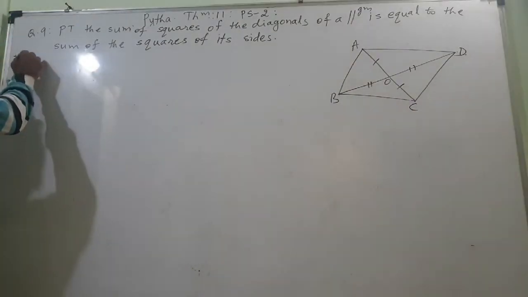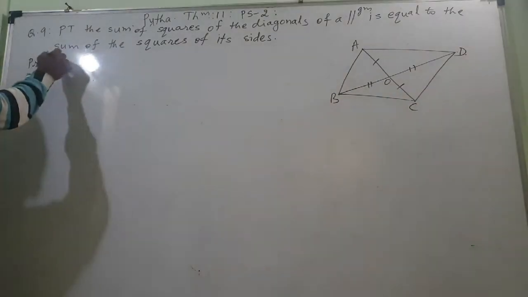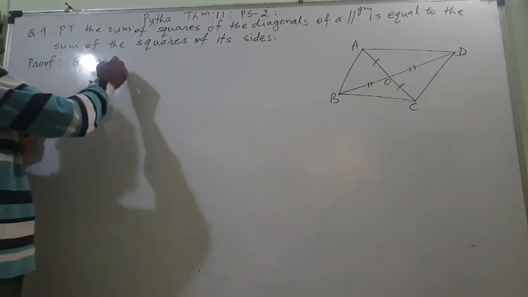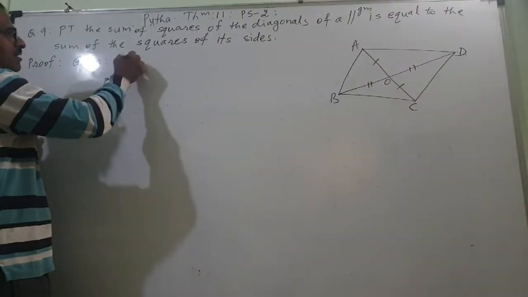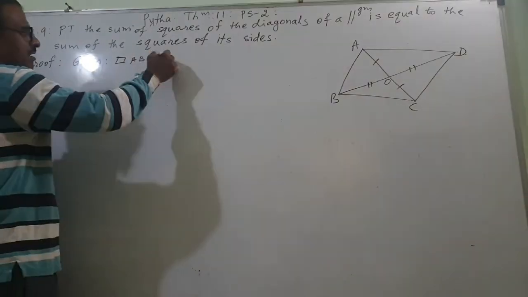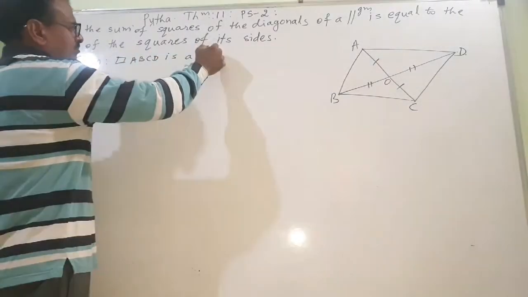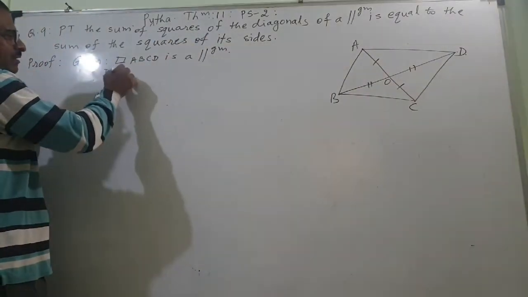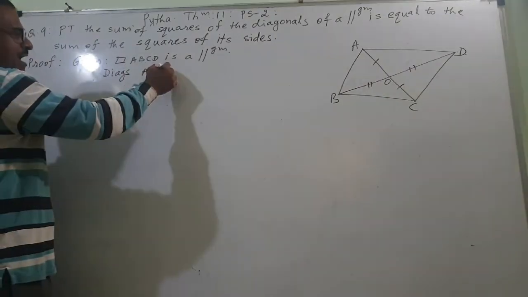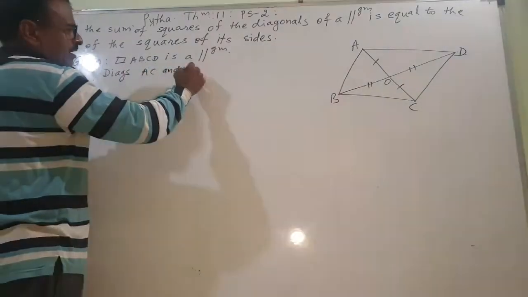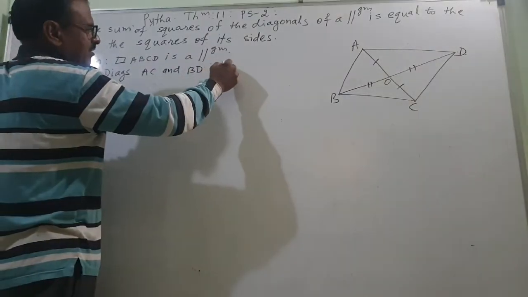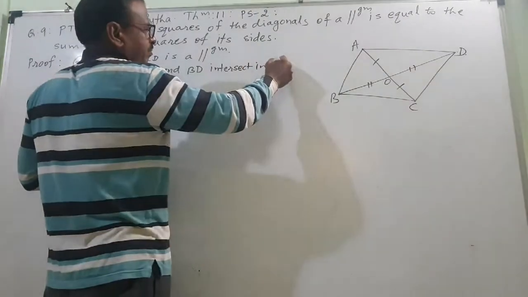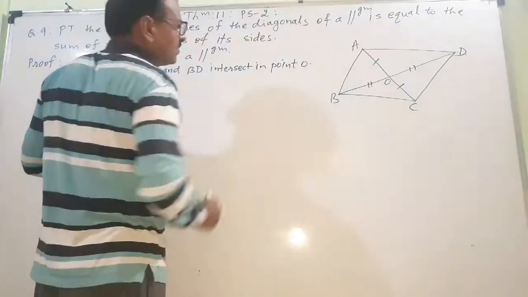So proof. Given: quadrilateral ABCD is a parallelogram. Another thing given: diagonals AC and BD intersect at point O. This much is given.